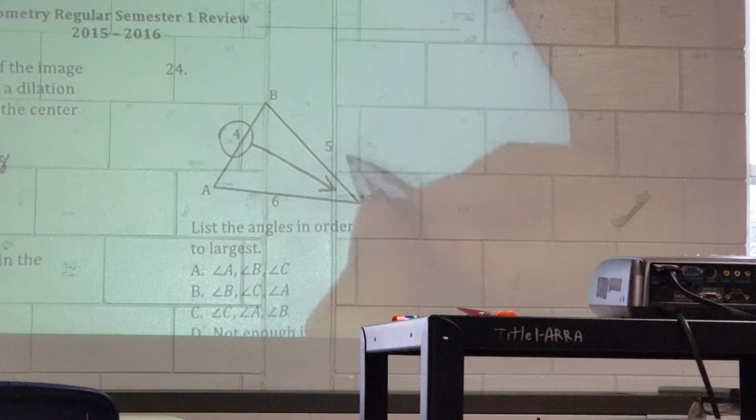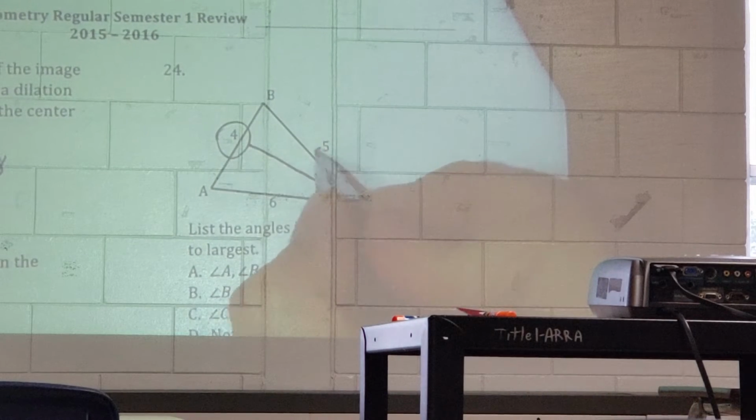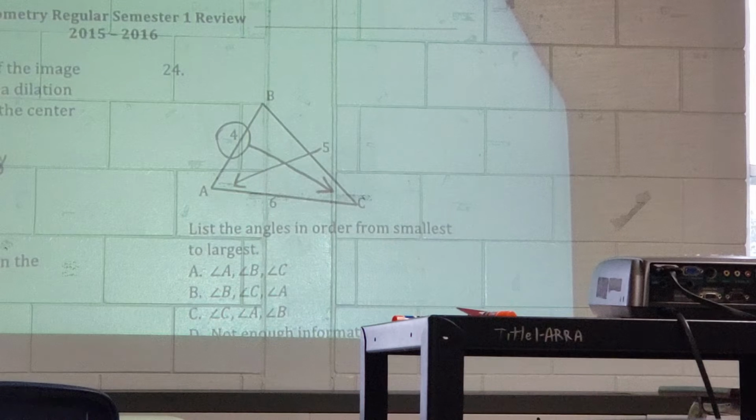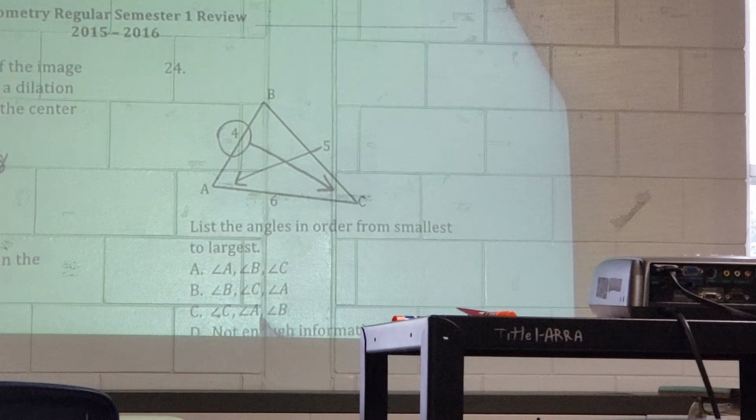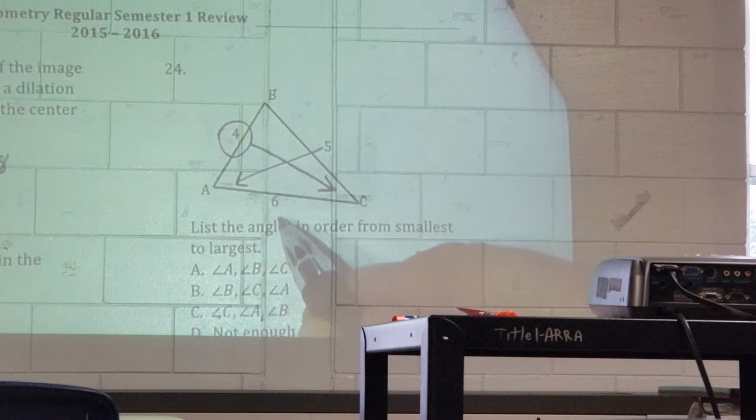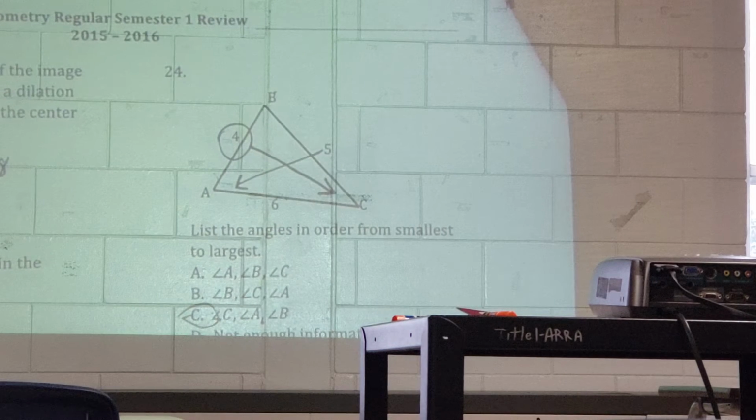The next smallest side is 5. 5 is not touching A, so A is the second smallest. So you can see we have C, A, and B is across from the largest side, so B is the largest angle.